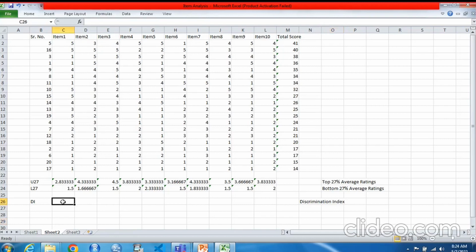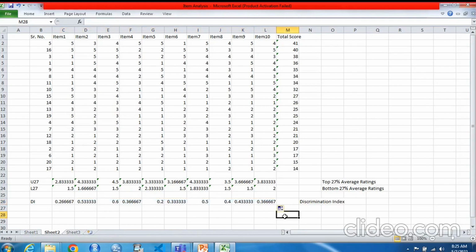So, to calculate the discrimination index, I will take this. This is the DI for item number one. Discrimination index, question number one is 0.04. Similarly, I get the results, and this is the reply. I am getting the discrimination index of each of the 10 questions.